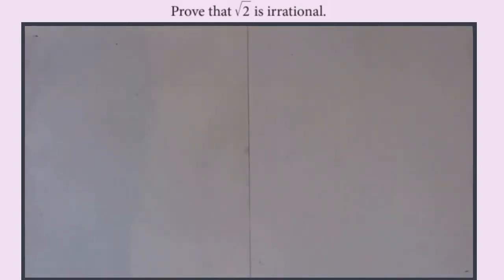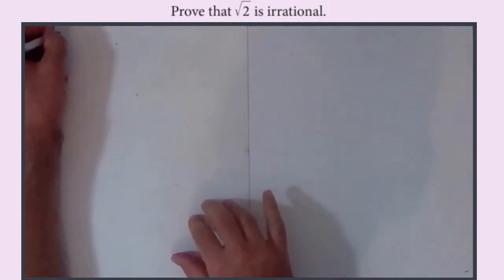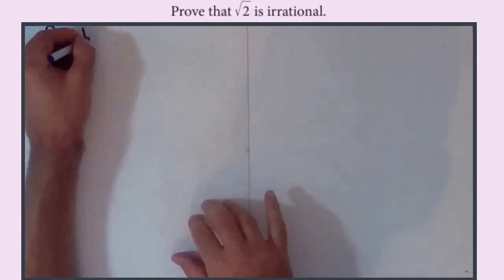Prove that root 2 is irrational. We're going to do proof by contradiction, so write that down. Proof by contradiction.